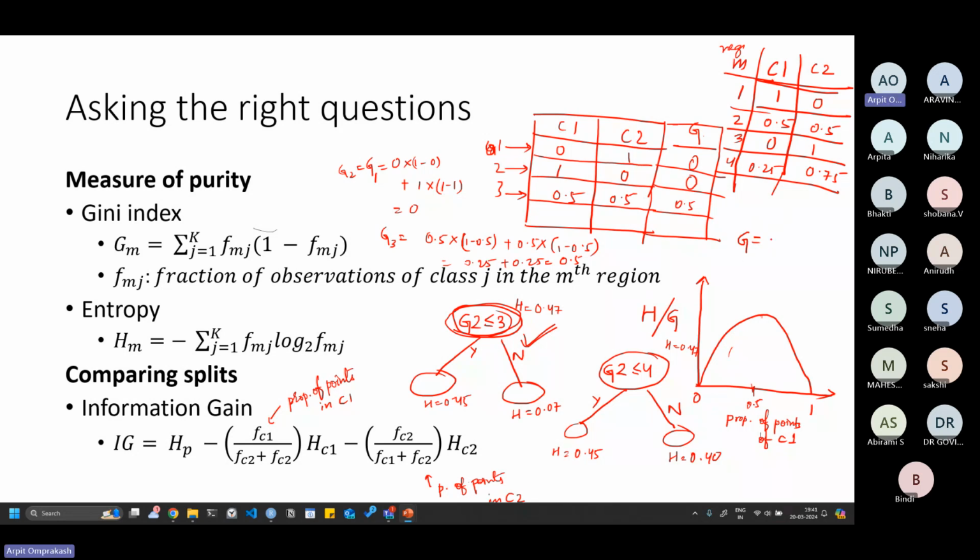So Gini index of region 4 will be, for class 1, what is the fraction? 0.25 into 1 minus 0.25, plus for class 2, what is the fraction? However many classes we have, we do it for that. So it's 0.75 into 1 minus 0.75, which is basically 2 into 0.25 into 0.75. 0.375 or something should come.